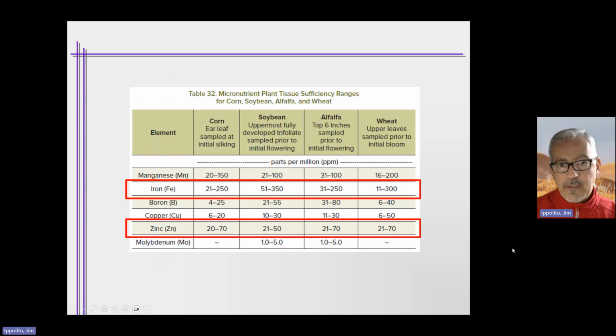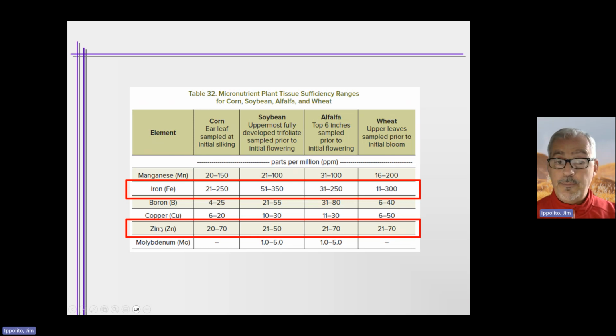There's another table that I want to share with you, and these are from the Tri-State Fertilizer recommendations for micronutrient plant tissue sufficiency ranges for corn, soybean, alfalfa, and wheat. Again, these are actually specific stages, right? So ear leaf sample, that initial silking for corn, for soybean, uppermost fully developed trifoliate sampled prior to initial flowering, et cetera, and the ranges that are sufficient for iron and zinc.